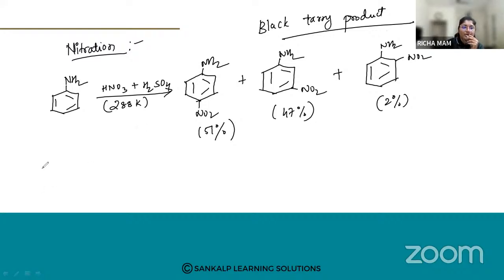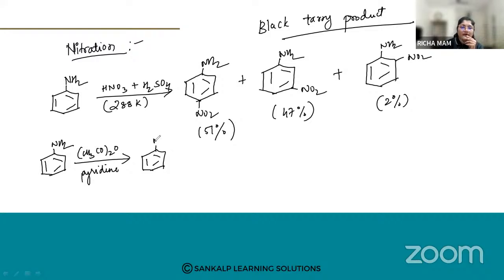So what are we going to do now? As an alternative method, we can take aniline again. First we will do acetylation, with acetic anhydride in the presence of pyridine. What we are going to get? We are going to protect the NH2 group, and we get acetanilide.